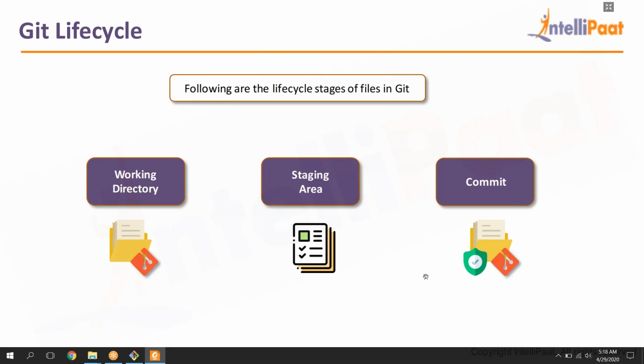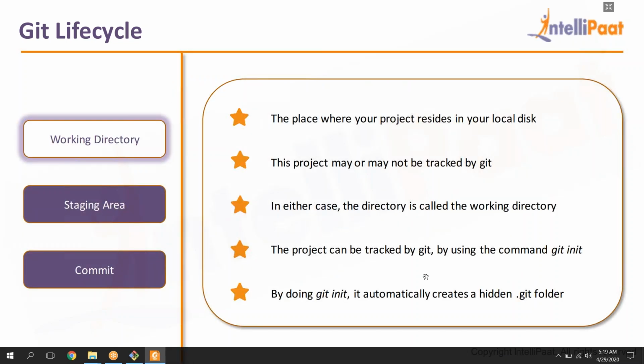Before committing the code, you are always in the staging area. And committing means saving, right? The stage where you save the code with some message. So the working directory is the place where your project resides on your local disk, okay?